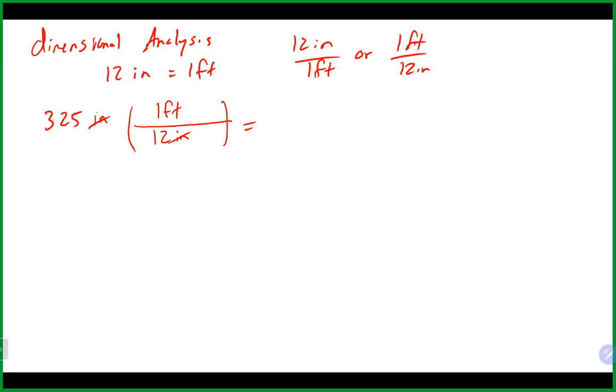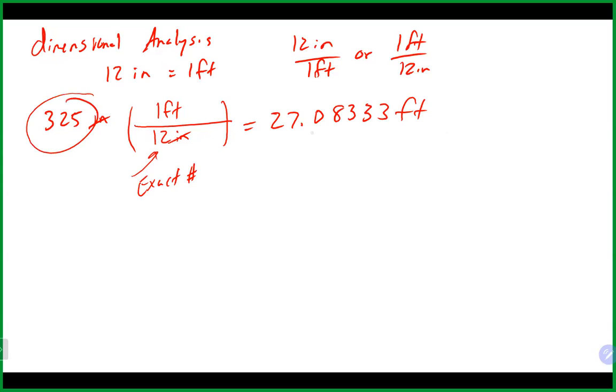325 divided by 12 in this case gives us something like 27.08333 feet. In terms of significant figures, this is considered an exact number, as it is basically an English to English conversion. So we would default back here to 3 sig figs, which would come here. Looking at this number means we should get something like 27.1 feet in terms of the proper number of significant figures.